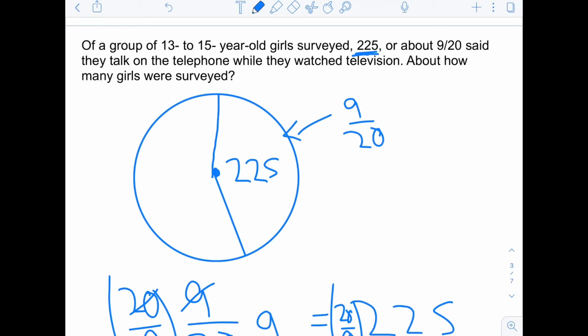And that makes sense because 9/20ths is about 1/2. It's about 10/20ths. And since half of it is about 225, then that means the whole thing has to be around double that, which would be 450. And we got 500, which is pretty close, so it makes sense.